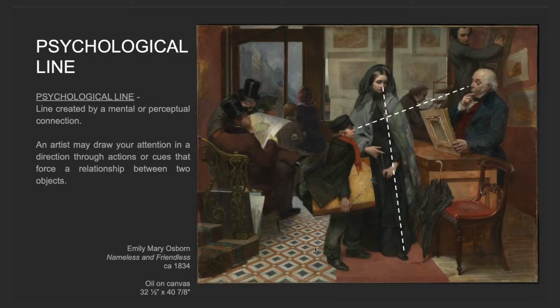Psychological lines are lines that aren't quite implied, but there is a connection made because we are human and we are looking for connections in artworks or between objects and images.